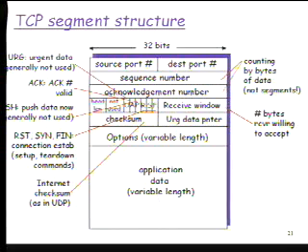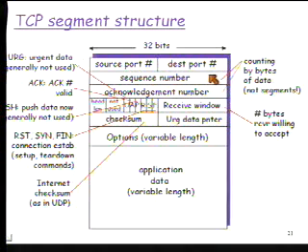So the way it's implemented is, first we look at the segment structure, and then we'll see how this acknowledgement and sequence numbering works. The TCP segment structure looks like this. The width of this segment is 32 bits. You have 16 bits assigned for the source port and the destination port number. That's necessary for multiplexing and demultiplexing.